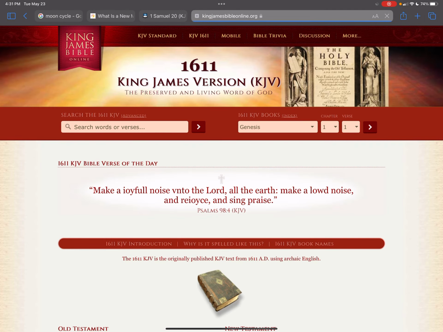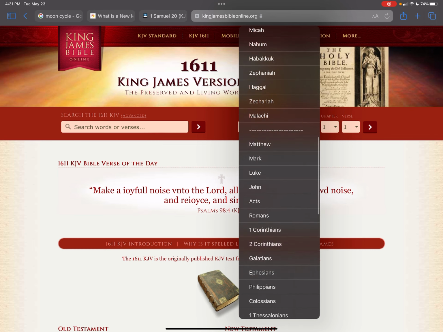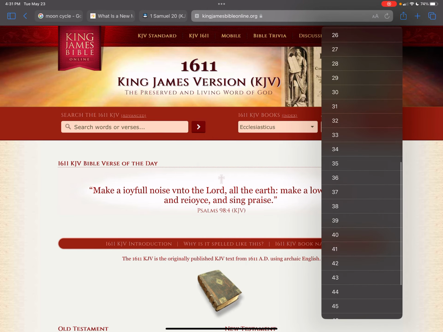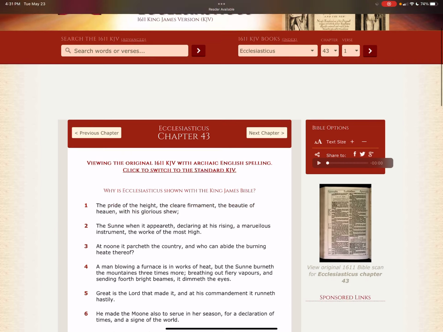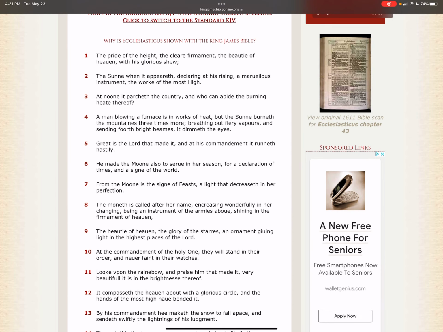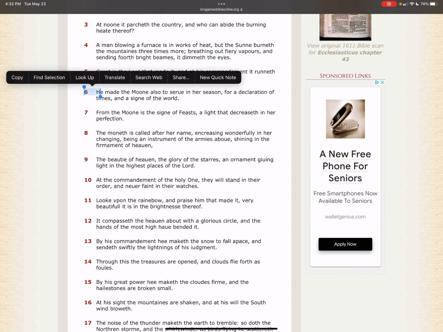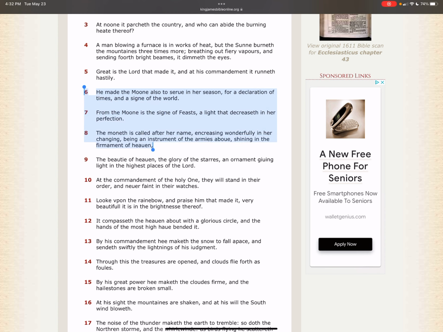Now we're going to end it off on this. This is the book of Ecclesiasticus, chapter 43. Okay, going into the moon. The reason it says, where is it at? Right here. It says, He made the moon also to serve in her season for a declaration of times and a sign of the world. From the moon is the sign of feast, a light that decreaseth in her perfection.